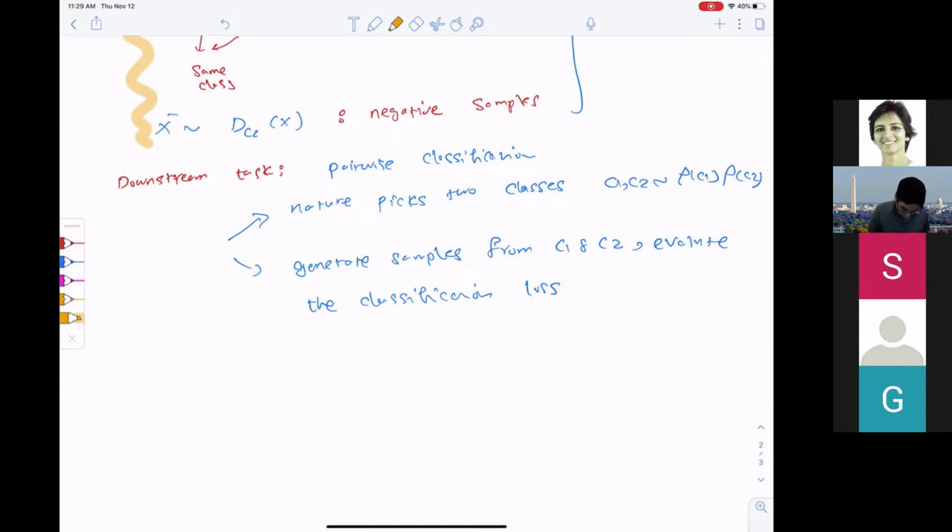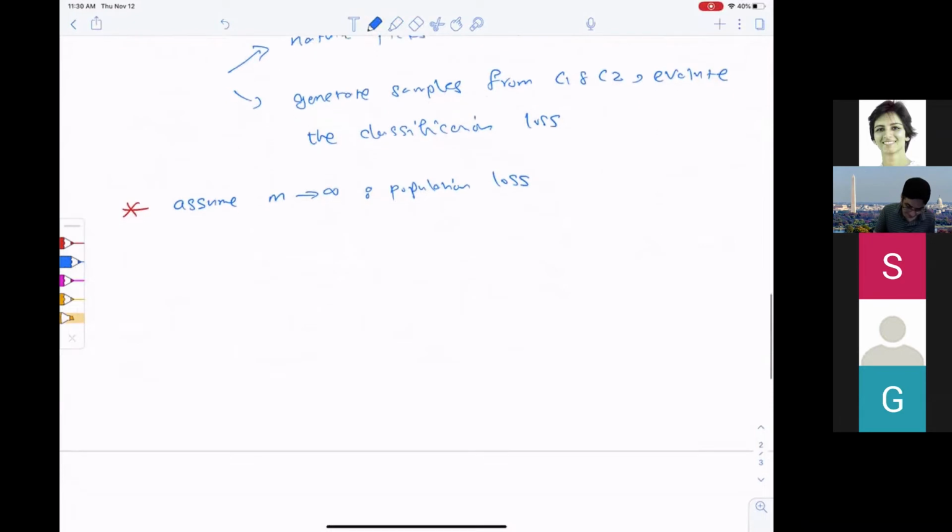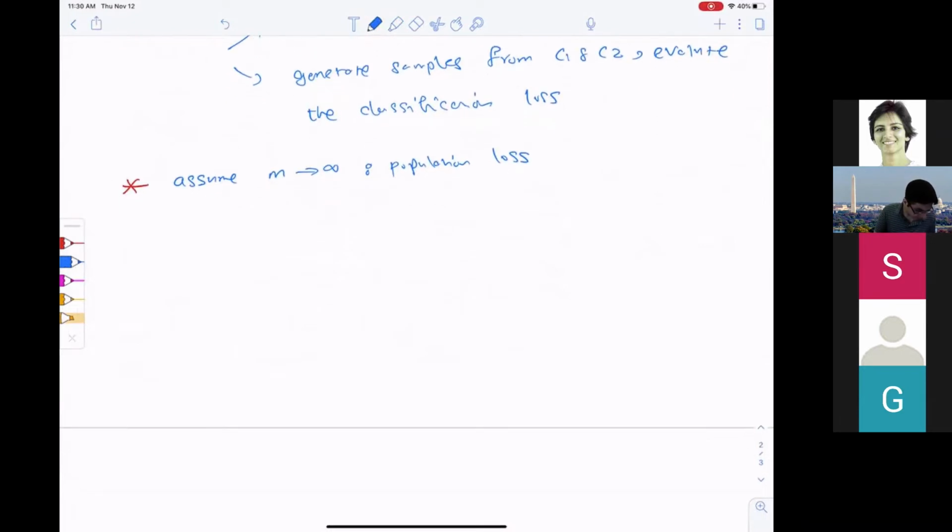Okay, so another assumption that they have, and this assumption is pretty realistic, is that the number of unlabeled samples that we get goes to infinity. So we'll just look into the population loss. And it's a pretty reasonable assumption because we can have, quite frankly, a lot of unlabeled samples.